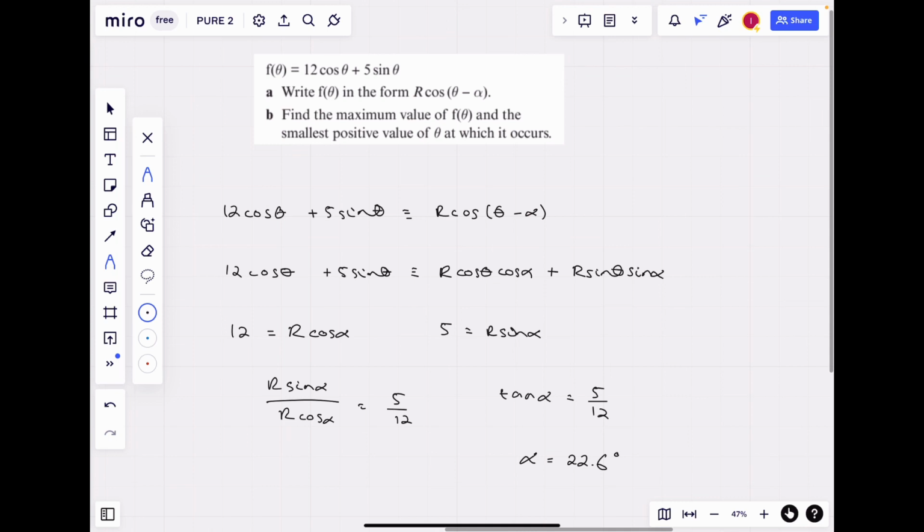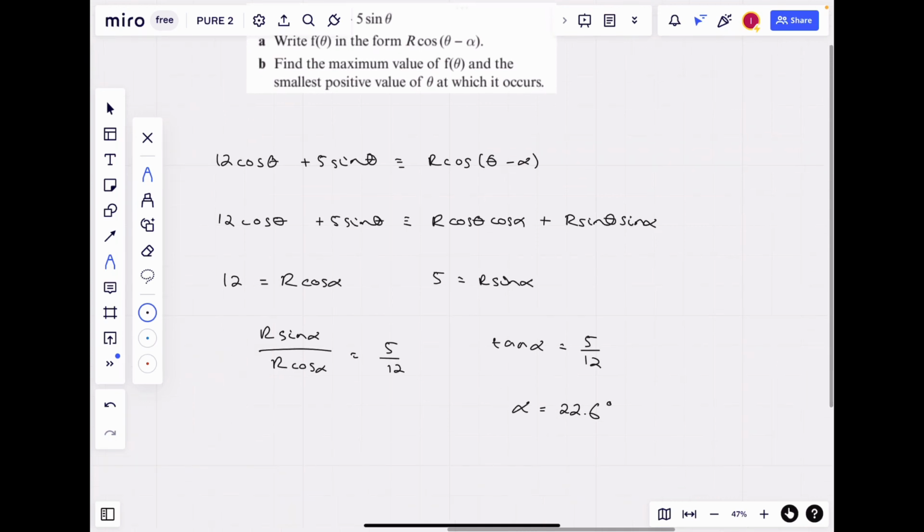You could have done it in radians, but I think the default is usually degrees. So unless they've specified, you can just work with degrees. Okay. That's our alpha done.